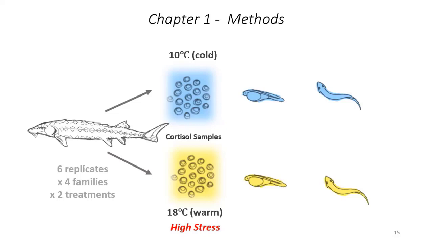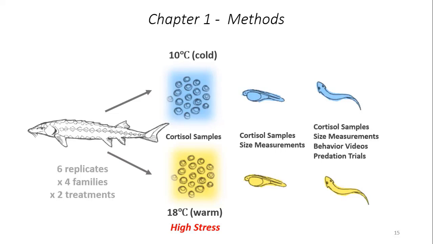At the egg stage, I took cortisol samples. At the free embryo stage, I took cortisol samples and size measurements. And then at the larval stage, I took cortisol samples, size measurements, behavior videos, and I conducted predation trials. I'll give you more detail about each of those.